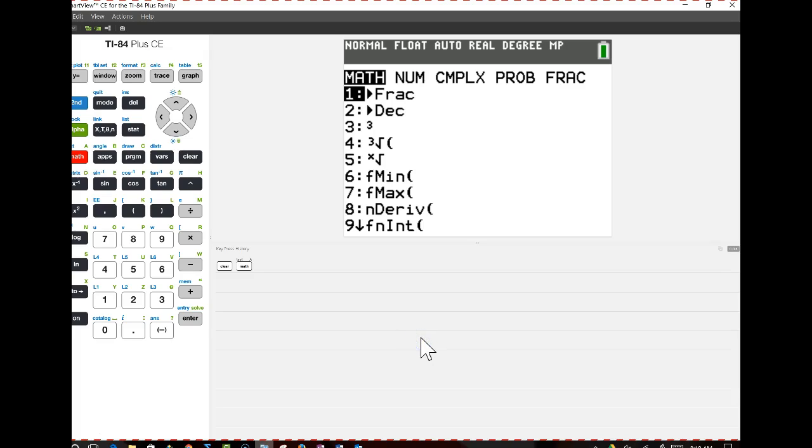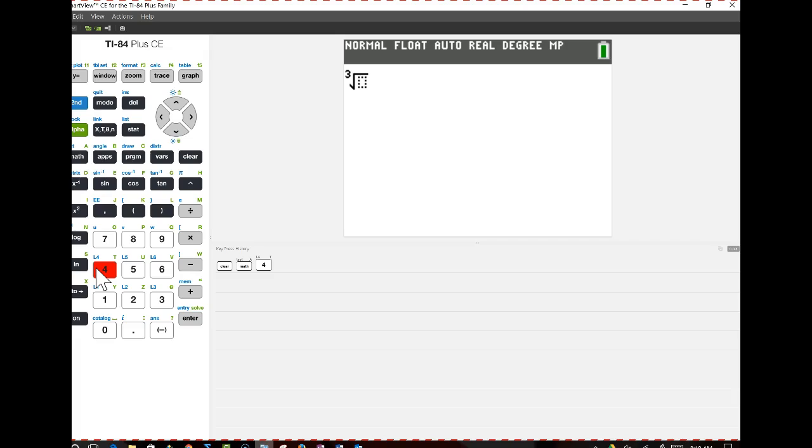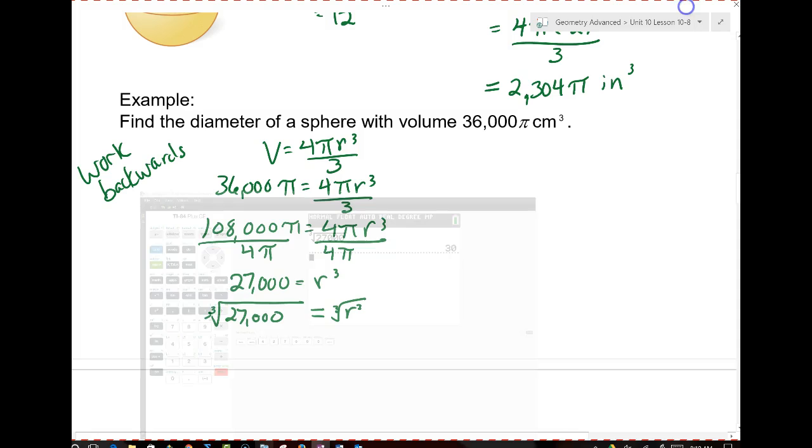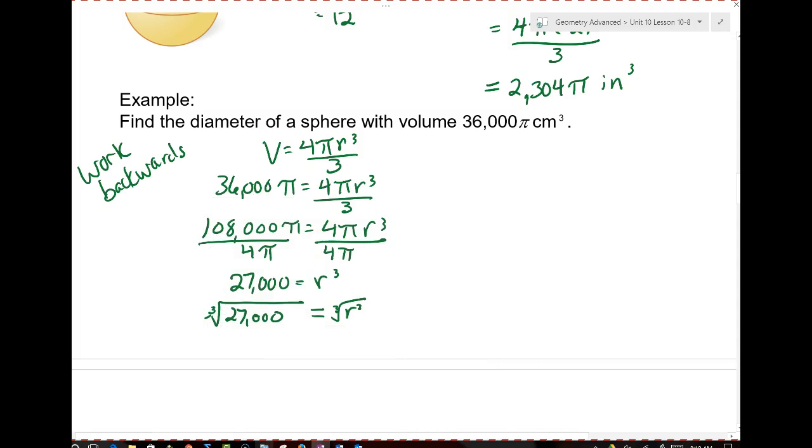All right, so go to the math key. Guys, do you see number 4? Go to number 4, either arrow down to number 4 or push number 4. Notice how it's the superscript with our radical there. Then put 27,000 in. Hit enter. Did you guys get 30? Awesome. So you should get here on this one, r equals 30.